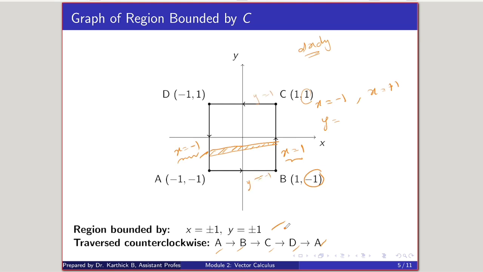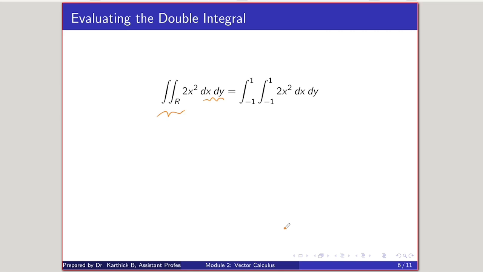This is the direction, no? So it moves from down to up, from y equal to minus 1 to y equal to plus 1. So that is how we get the limits of x from minus 1 to plus 1, and the limits of y also from minus 1 to plus 1. Now we want to evaluate this.